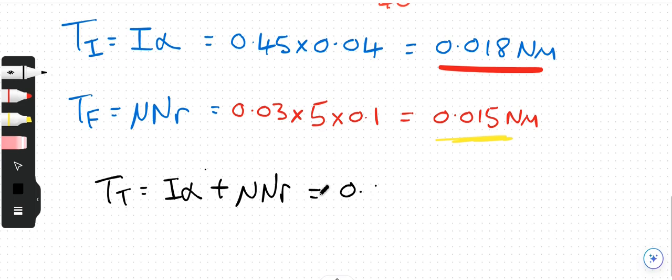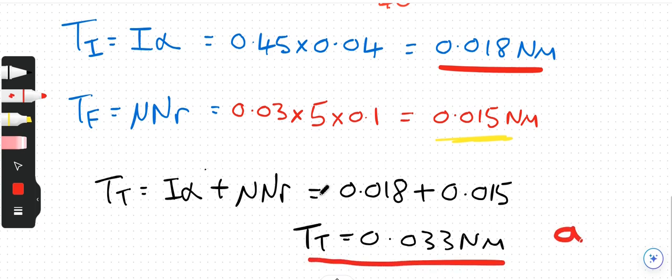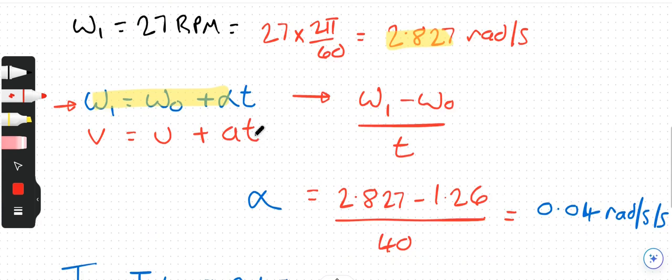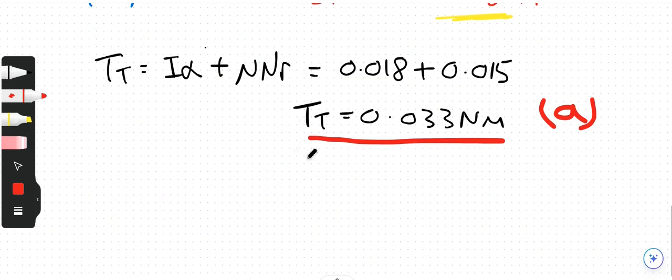We'll add them together, and this will be the total torque to get this flywheel to move. So it's 0.018 plus 0.015. The total torque is going to be 0.033 Newton meters. That's the answer for part A. That's the total torque, the total torque to accelerate the flywheel, to overcome friction and everything else. The answer is 0.033. That's part A. Part B is next.